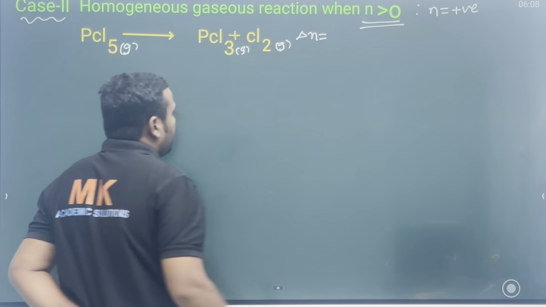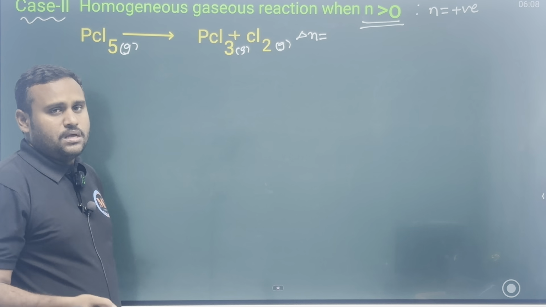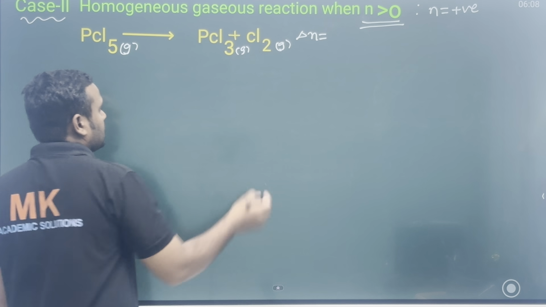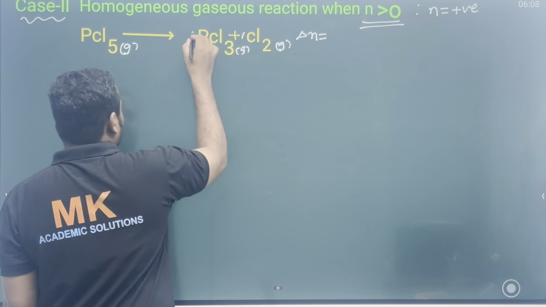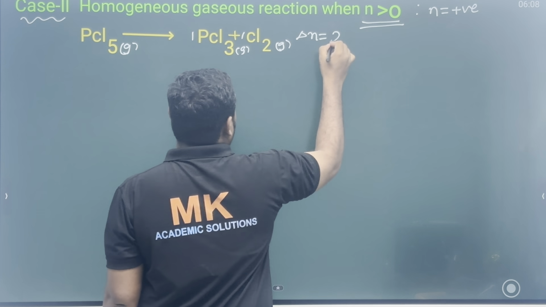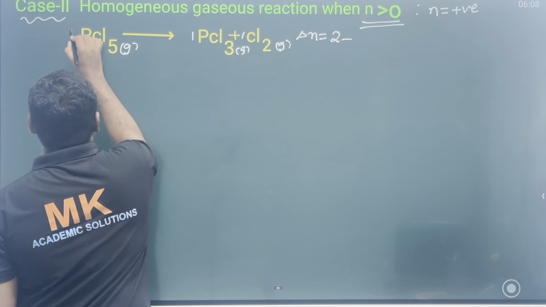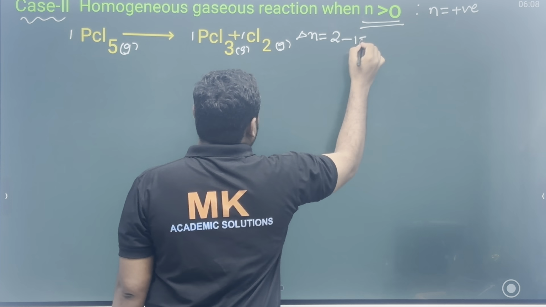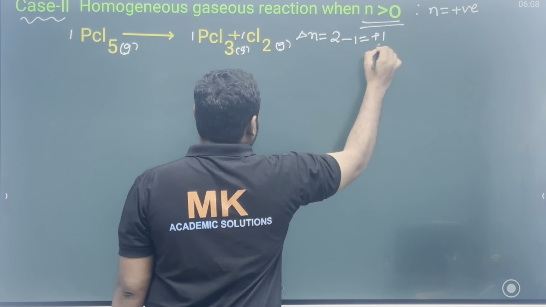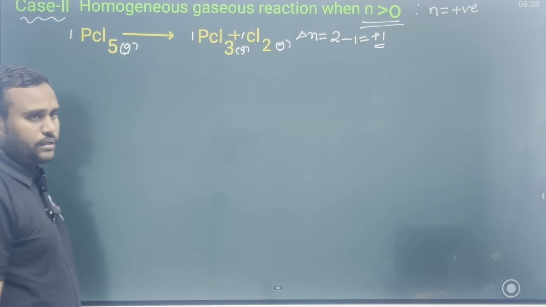So in this type of reaction, what is the delta n formula? We know already, number of moles of products minus number of moles of reactants. So here how many moles of products are there? 2 moles. And minus, how many moles of reactant are there? Only 1. So delta n is equal to plus 1, means delta n is positive or greater than 0.